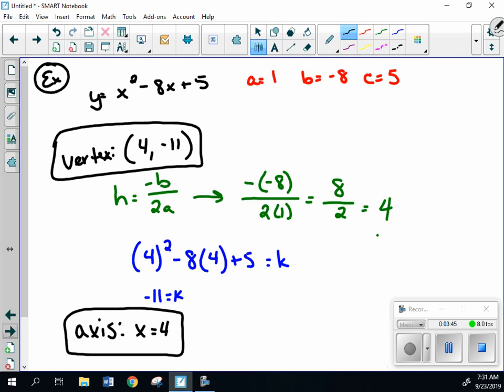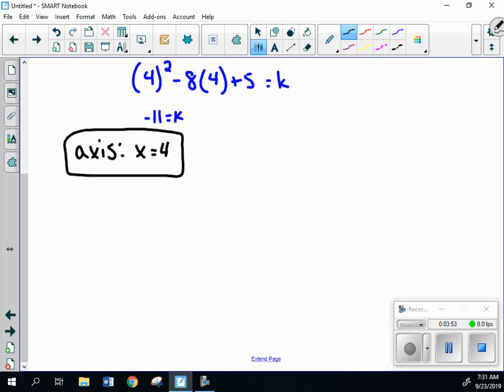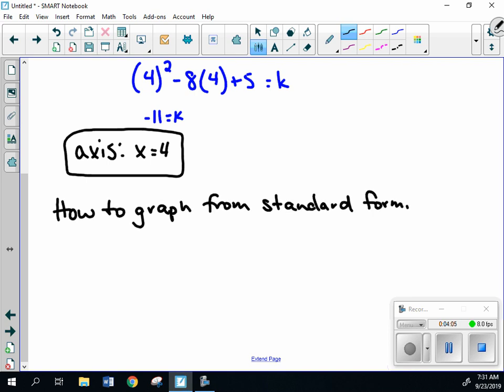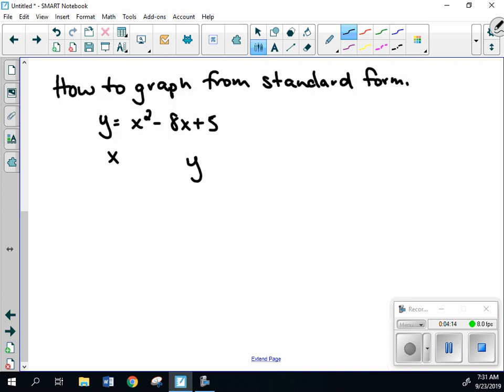So if I were to ask you, how do you graph this off of this? So what I would do, how to graph from standard form. All right, so we already have our vertex. So what I'm going to do is I'm going to kind of create a chart. So I know my vertex is at 4, negative 11.